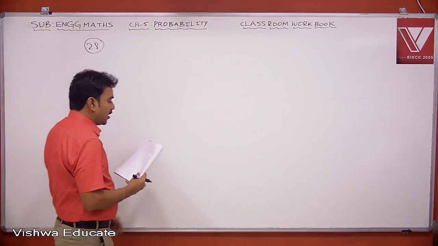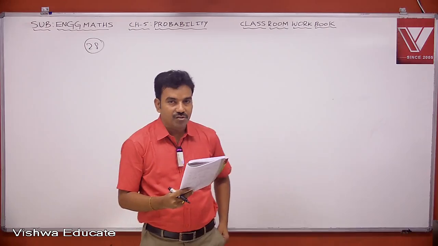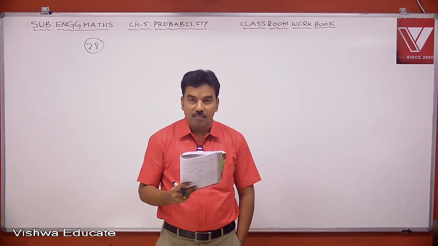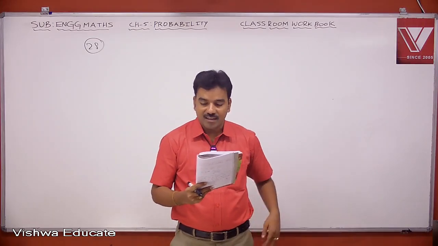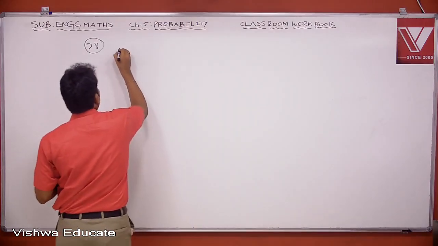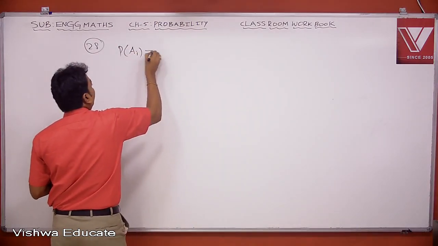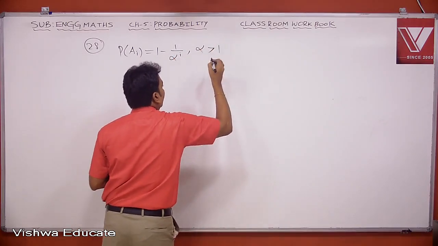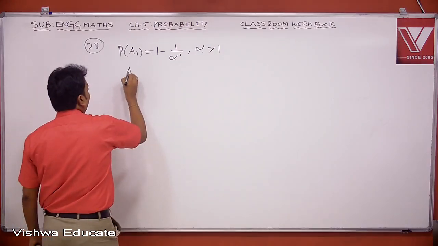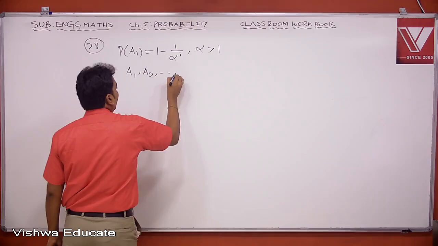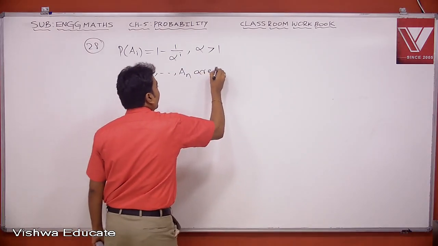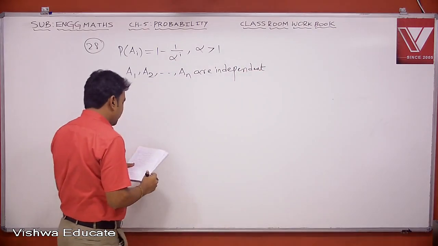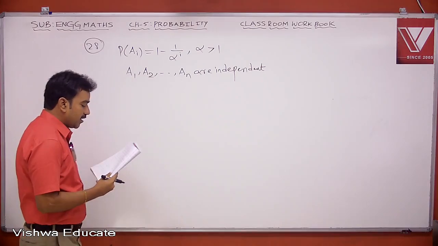Let A1, A2 and so on An be n independent events, with P of Ai equal to 1 minus 1 by alpha power i, where alpha is greater than 1. So what is P of Ai? P of Ai is 1 minus 1 by alpha power i. Here alpha is a real number which is greater than 1. My events A1, A2 and so on An are all independent events. So what's the question? This is the data given.